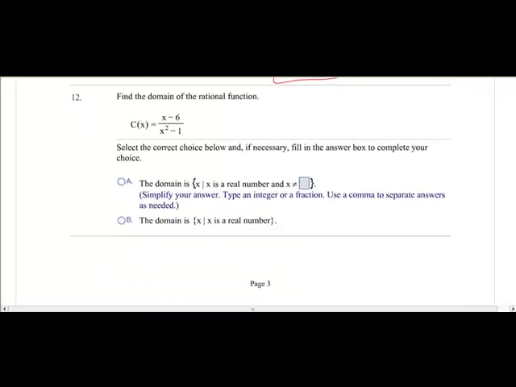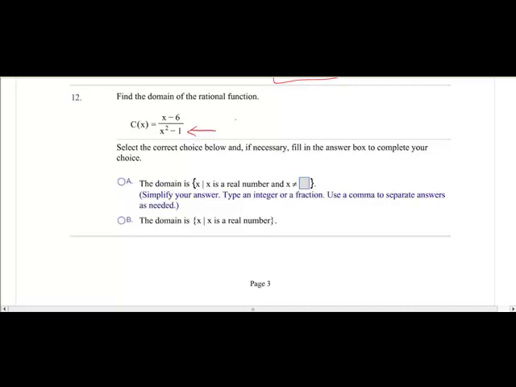Moving on. Number 12, find the domain. Well, remember, the only thing that would affect the domain, first of all, is if we had a negative number under a square root, because you can't take the square root of a negative and get a real number. But you didn't have any of those here. The other thing that affects the domain is the denominator. The denominator cannot be 0 because we can't divide by 0 unless you're Chuck Norris, and none of you are.